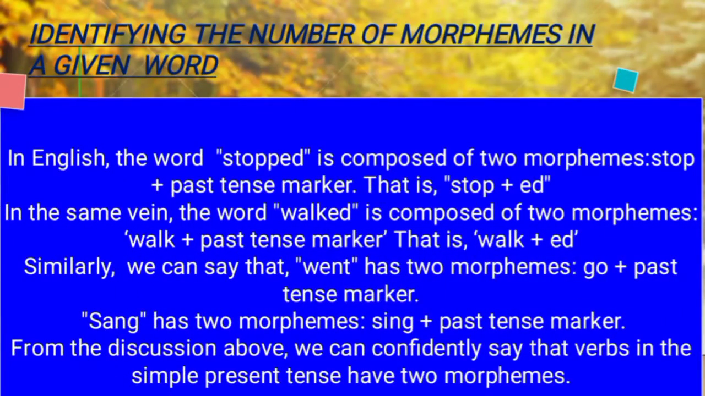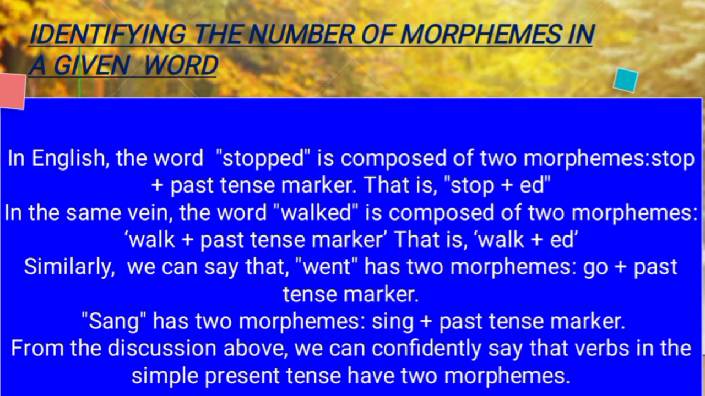Identifying the number of morphemes in a given word. Now we are going to learn how to identify the number of morphemes in a given word. In English, the word stopped is composed of 2 morphemes. Stop plus the past tense marker. That is the stop plus ed.